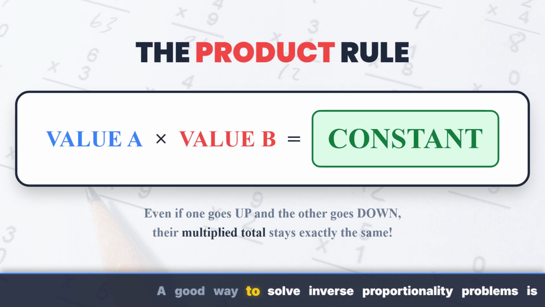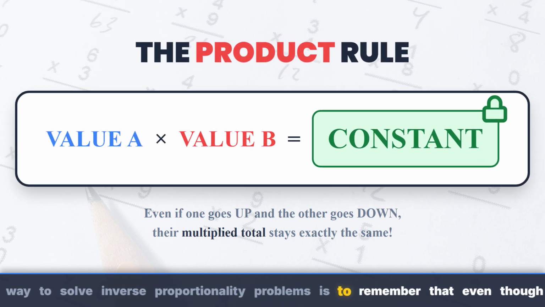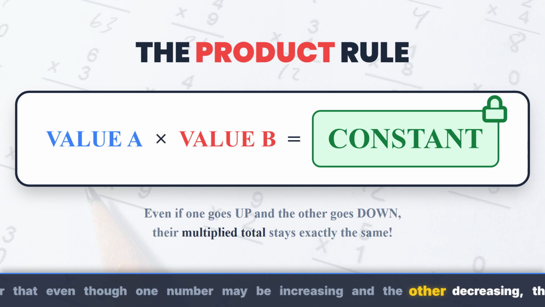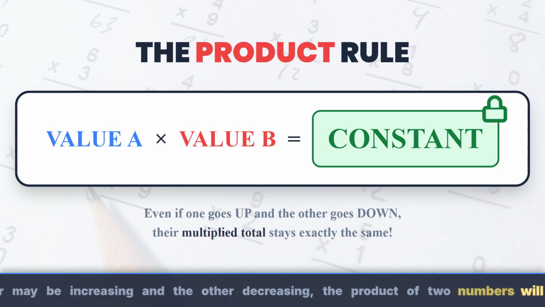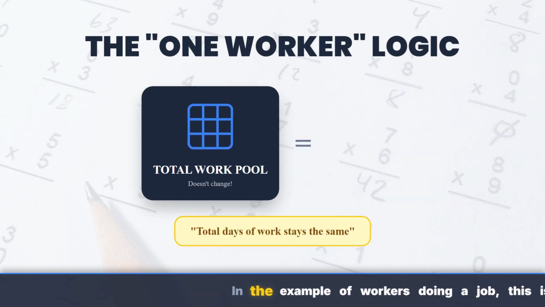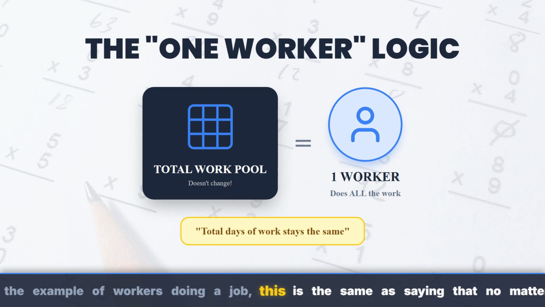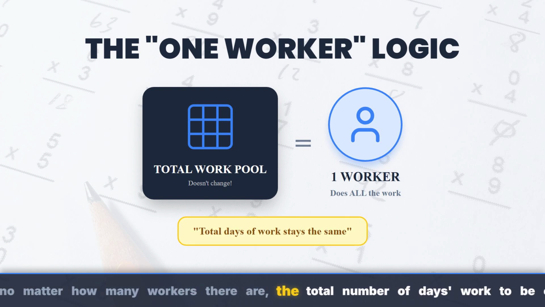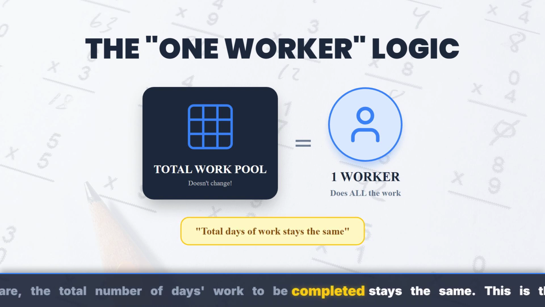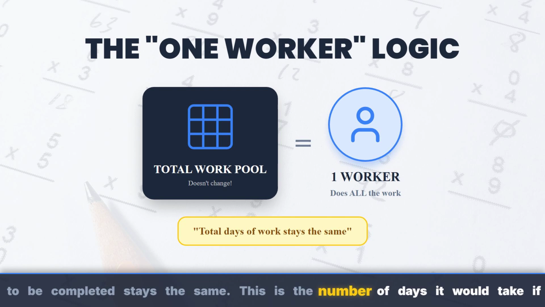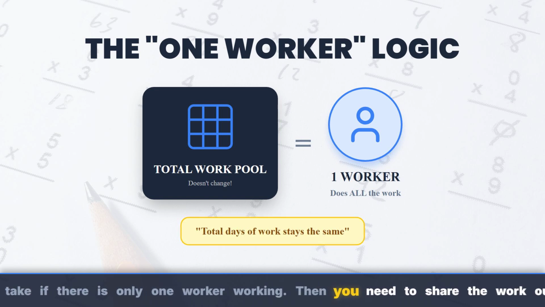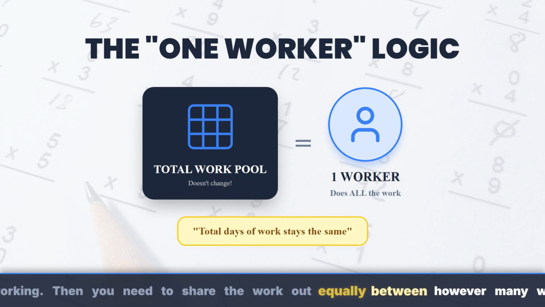A good way to solve inverse proportionality problems is to remember that even though one number may be increasing and the other decreasing, the product of the two numbers will always remain the same. In the example of workers doing a job, this is the same as saying that no matter how many workers there are, the total number of days of work to be completed stays the same. This is the number of days it would take if there is only one worker working. Then you need to share the work out equally between however many workers you have at that time.